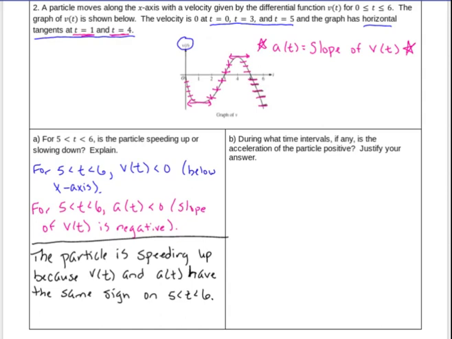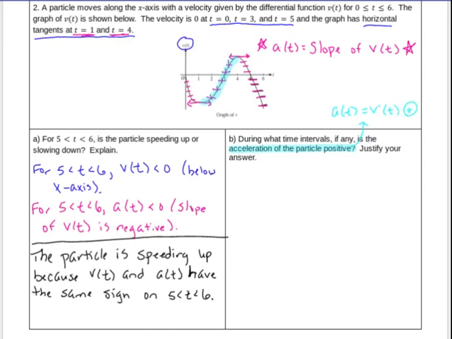So in part B here, I'm looking for where is the acceleration of the particle positive, which means I'm really looking for where the function has a positive slope, which is right there. And so we're just going to make a quick note of that for future reference. Acceleration of the particle is positive. We know that acceleration is v prime, and so we're looking for where is v prime positive.